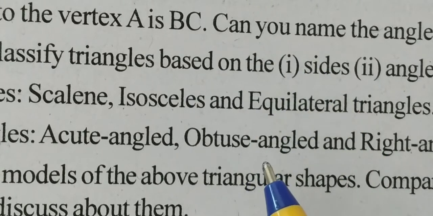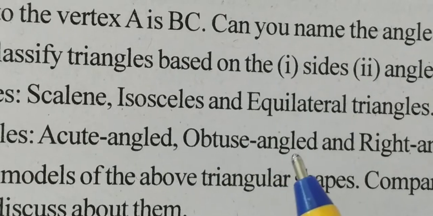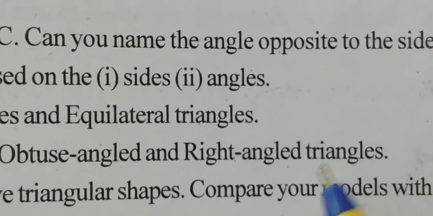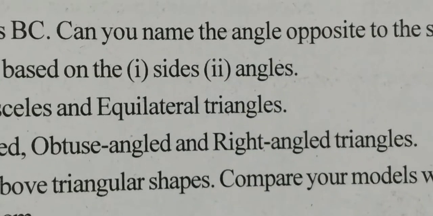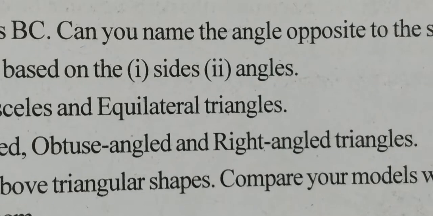Obtuse angle triangle is that triangle which has at least one angle more than 90 degrees, greater than 90 degrees. That is called obtuse angle triangle. And right angle triangle is that triangle having one of the 3 angles 90 degrees. So this was all about types of triangles which you have already studied in your previous grade.